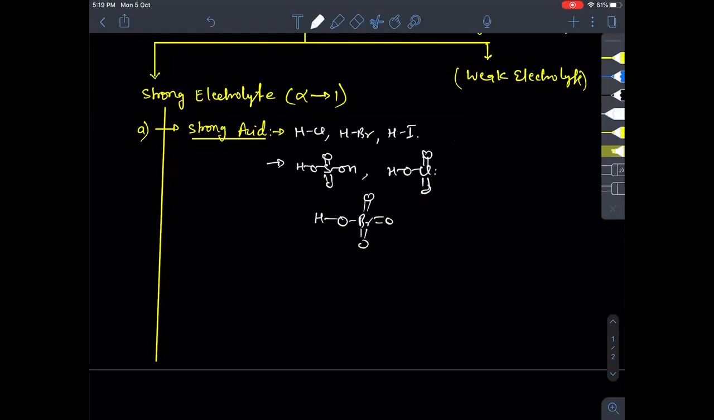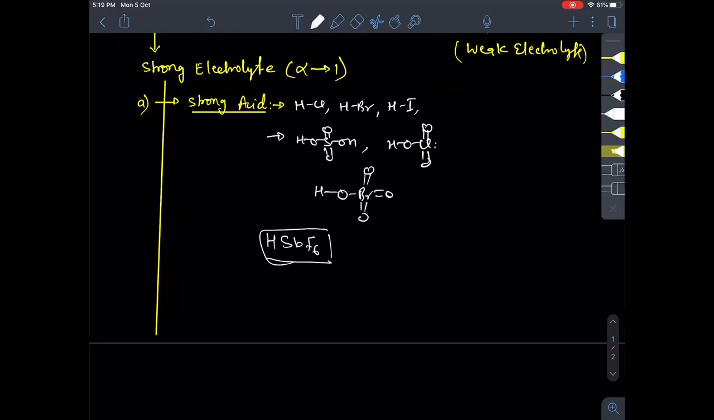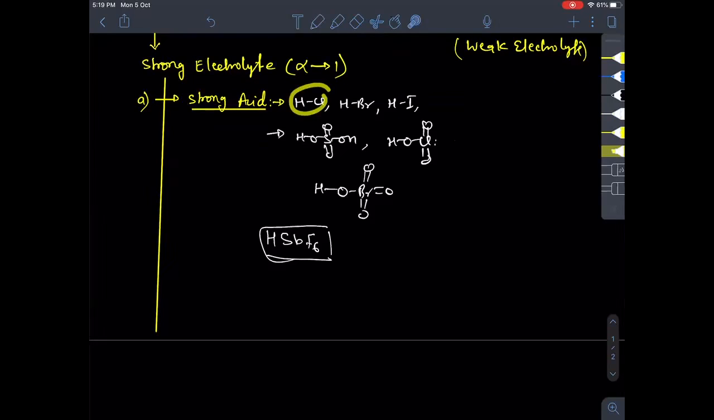So hydroacids, we are having these 3 acids that are really, really powerful. And if you want to add, there is one more, and that is HSbF6. That is also a very powerful acid. So these are the list of the acids which I give you. Like instead of taking Br, you can take Cl also.